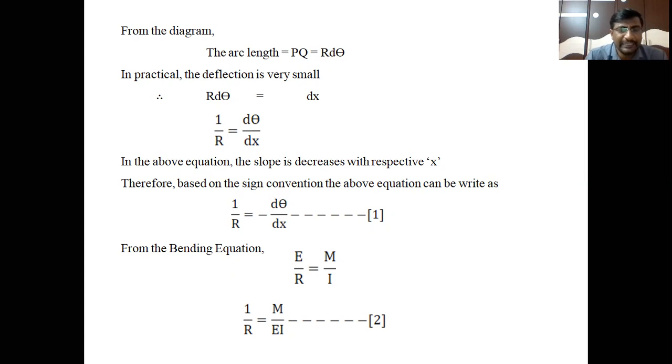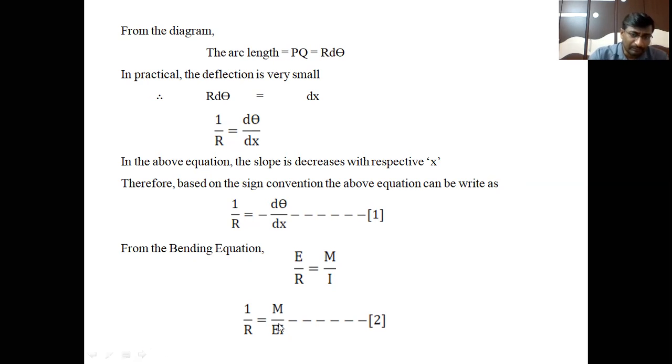From the bending equation, as we know, M by I is equal to E by R, which is equal to sigma by y. That is the bending equation already studied in the 3rd unit, bending stresses. From it, take E by R equal to M by I. Let us write 1 by R: 1 by r is equal to M by EI, with E moving to the denominator. The r in this bending equation is also the radius of curvature.